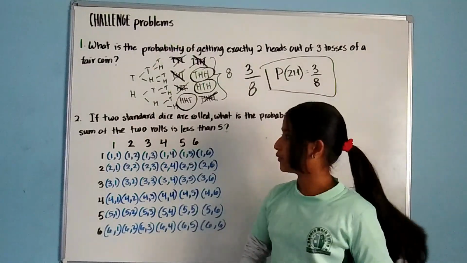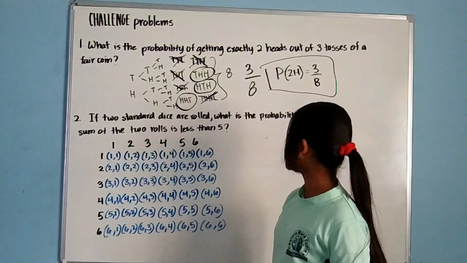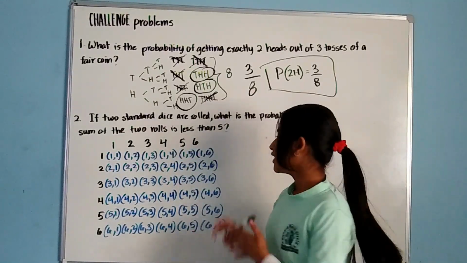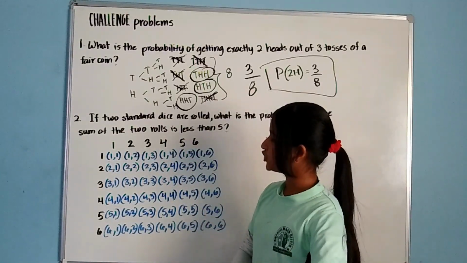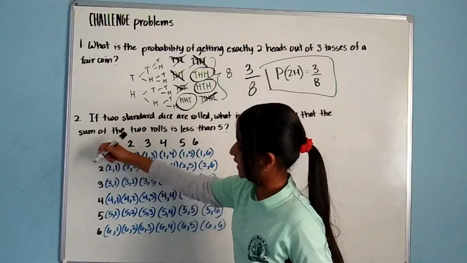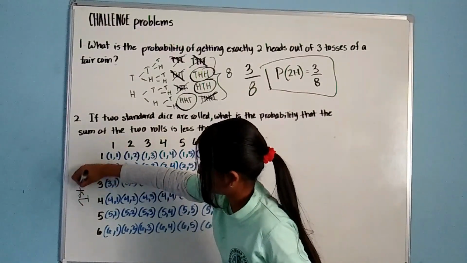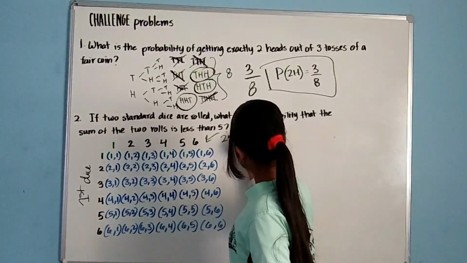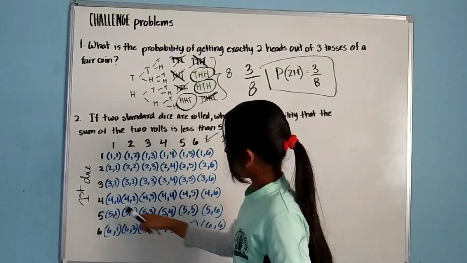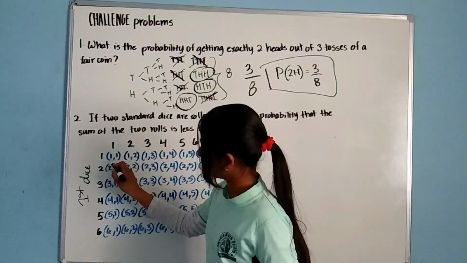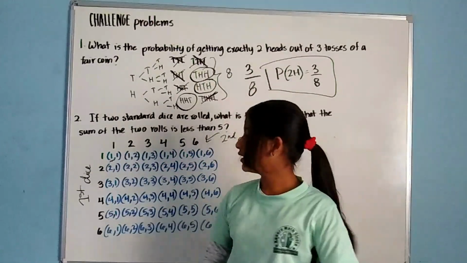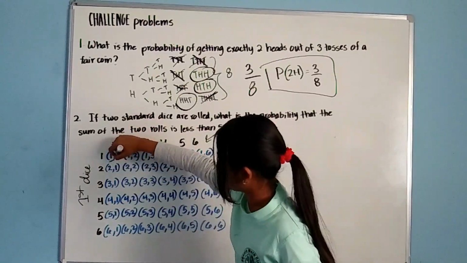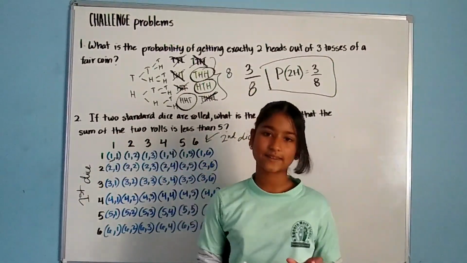Now let's look at the second one. If 2 standard dice are rolled, what is the probability that the sum of the 2 rolls is less than 5? Now over here I created a chart to show how many, or let's say that this is the first dice, and this is the second dice. And the first one represents the number rolled by the first dice, and the second one represents the number rolled by the second dice.